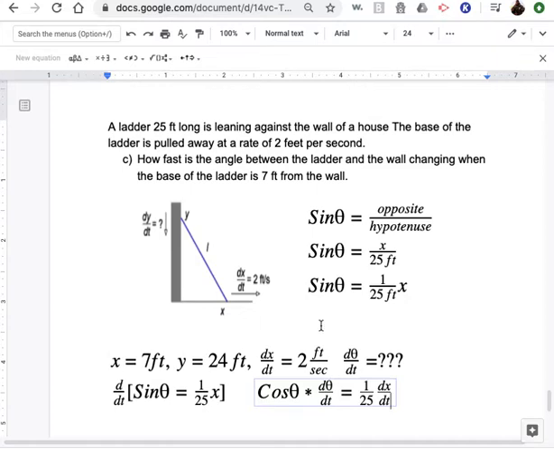So we have everything we need to plug in now. We know dx/dt, but we have to think of what we're going to plug in here for cosine theta. And remember, theta is this angle up here at y. Cosine is defined as the adjacent side divided by the hypotenuse.